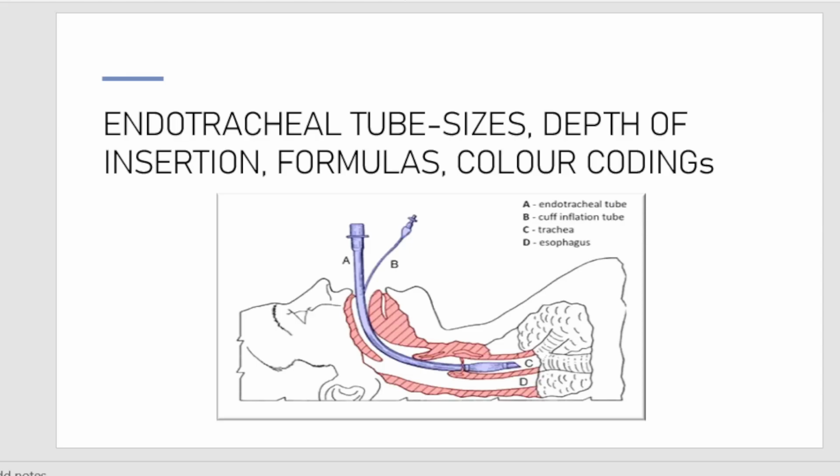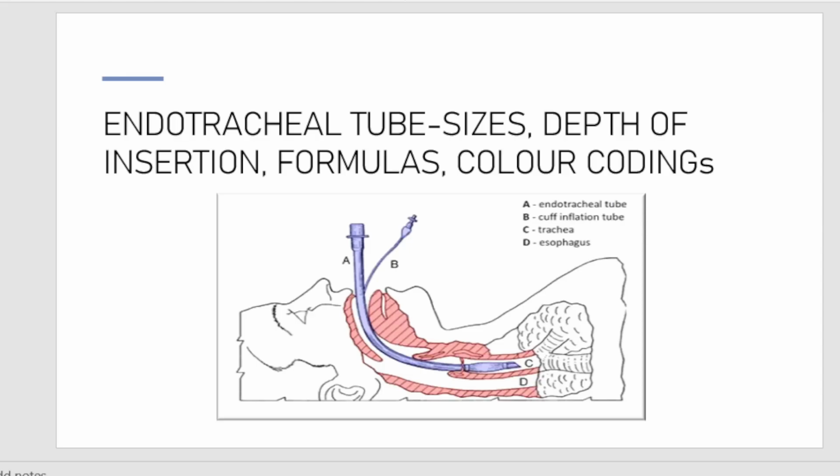In the complications, two types are there. What are the two types? Immediate complications and late complications. Immediate means if we place the tube, displacement or misplacement, hypoxia, aspiration, bradycardia. In the late complications, we have to check for ventilator associated pneumonia, tracheal stenosis. So in that, we have to know each and every point related to the endotracheal tube and its sizes, depth of insertion, formulas, and the color codings.